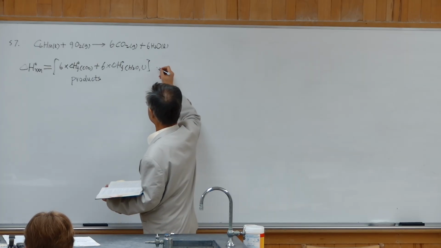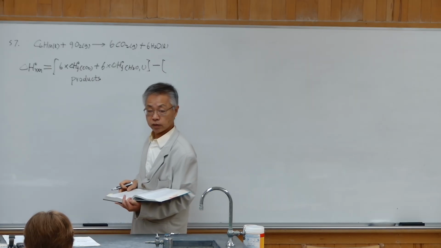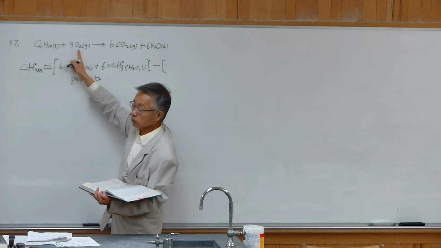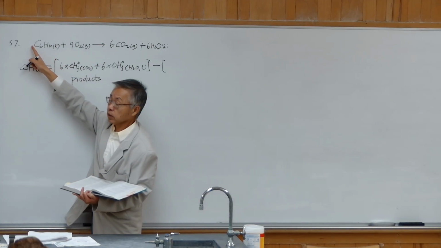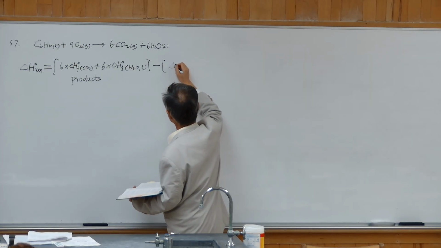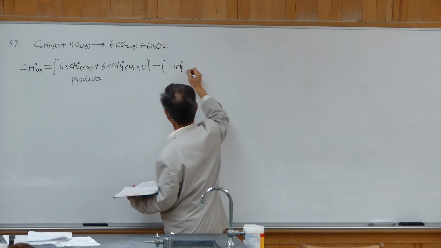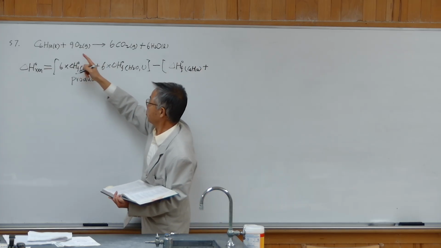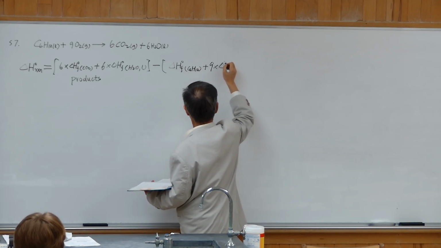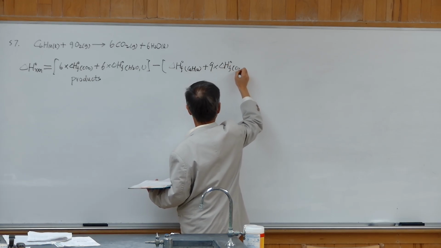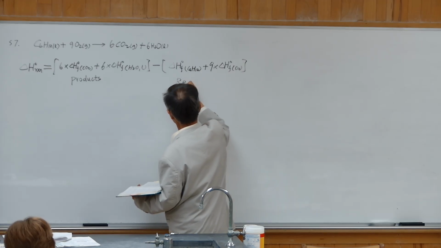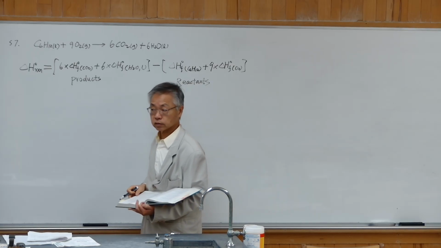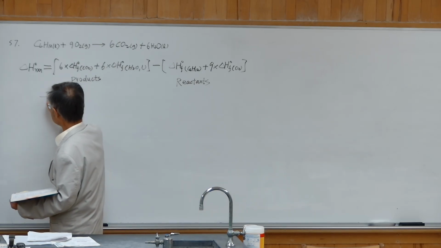Then minus total standard enthalpy of formation from reactants: 1 mole C6H12O6, 9 moles oxygen gas. No number means 1, right? So delta Hf naught of C6H12O6 plus 9 moles oxygen gas. These two are reactants. Products minus reactants, right? Then just use a table.